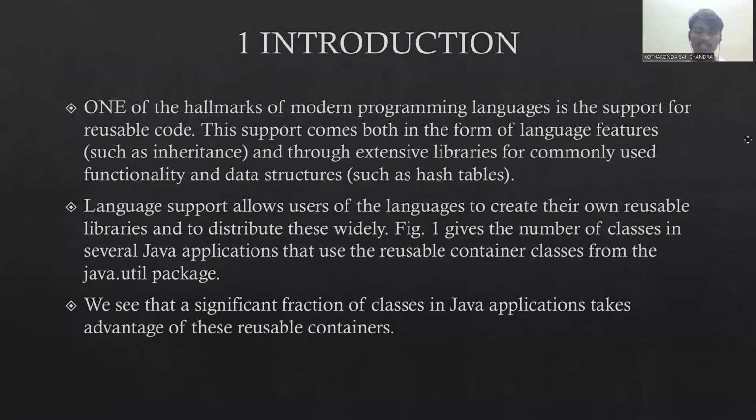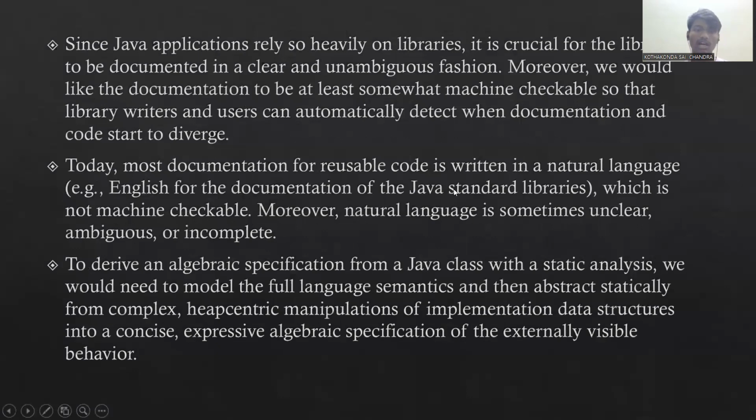So we see that a significant fraction of the classes in Java applications take advantage of these reusable containers. Since Java applications rely so heavily on libraries, it is crucial for the libraries to be documented in a clear and unambiguous fashion. Moreover, we would like the documentation to be at least somewhat machine checkable so that library writers and users can automatically detect when documentation and code start to diverge.